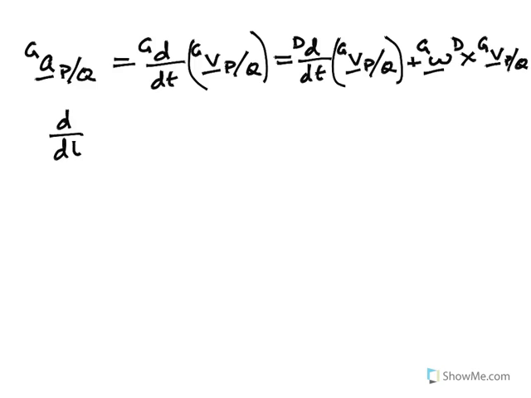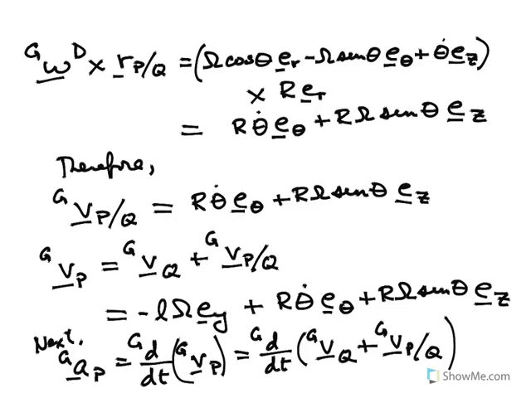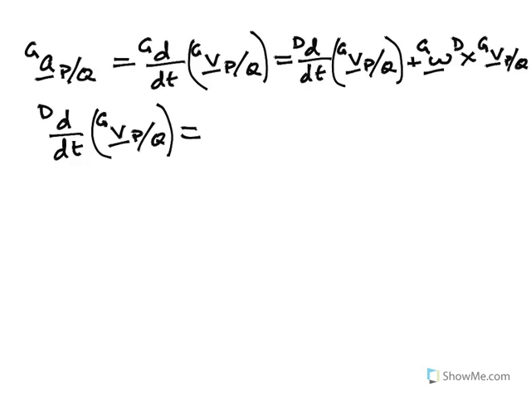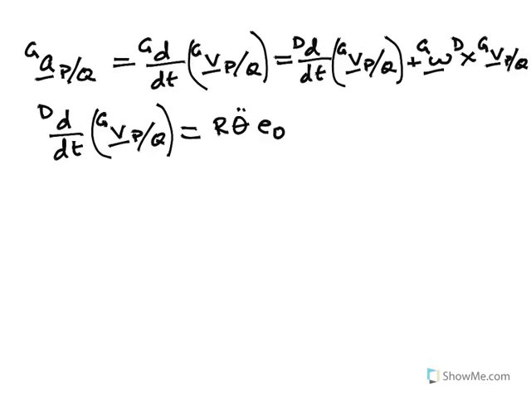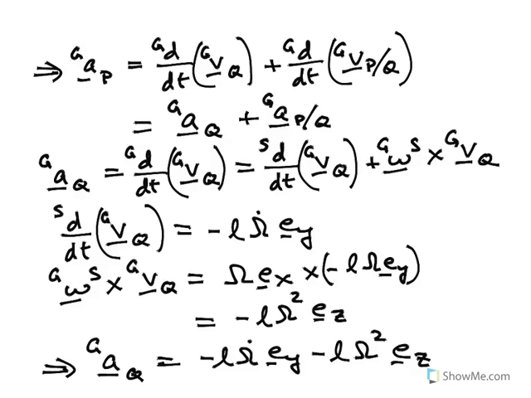And again, let's compute the rate of change in G of the velocity of P relative to Q in G. What's that equal to? Well, let's go back and get the acceleration of P relative to Q. Well, E theta and Ez are fixed in the disk, so this gives me r theta double dot times E sub theta, and then plus r times omega dot sine theta plus omega theta dot cosine theta times Ez. Right? That's what we got.